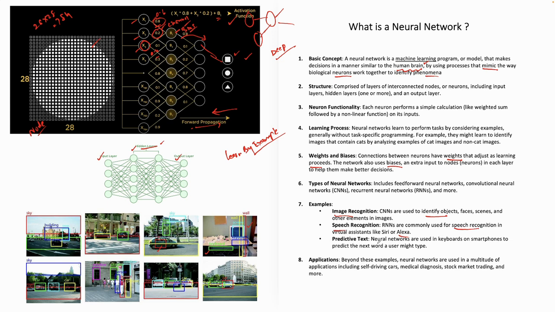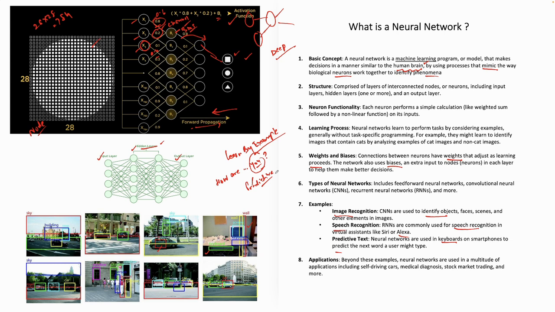Then we have the concept of predictive text. Neural networks are used in keyboards on smartphones to predict the next word. Let's say if I say, hello, how are. It's intelligent. It knows that probably I'm going to write "you", right? So it will give you a predictive text. So this is a predictive text. It understands, based on your writing behavior, what you're about to say.